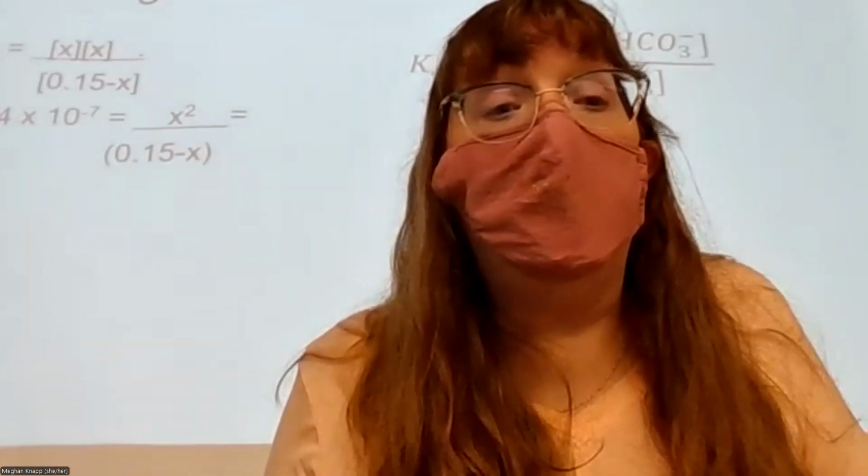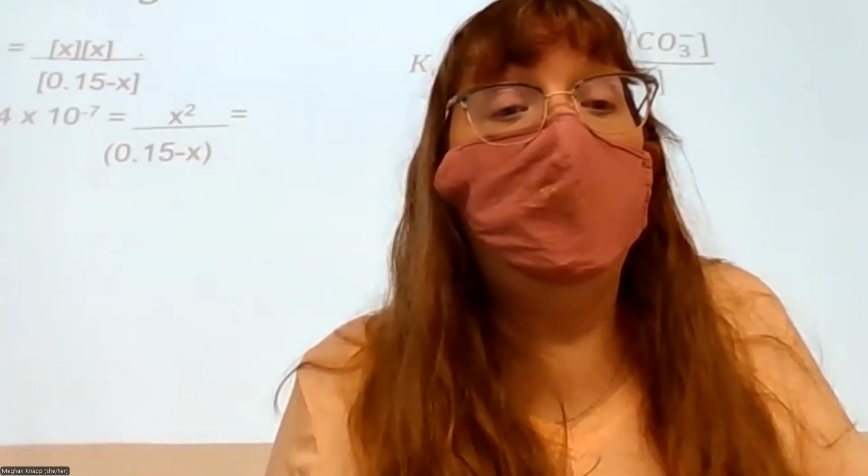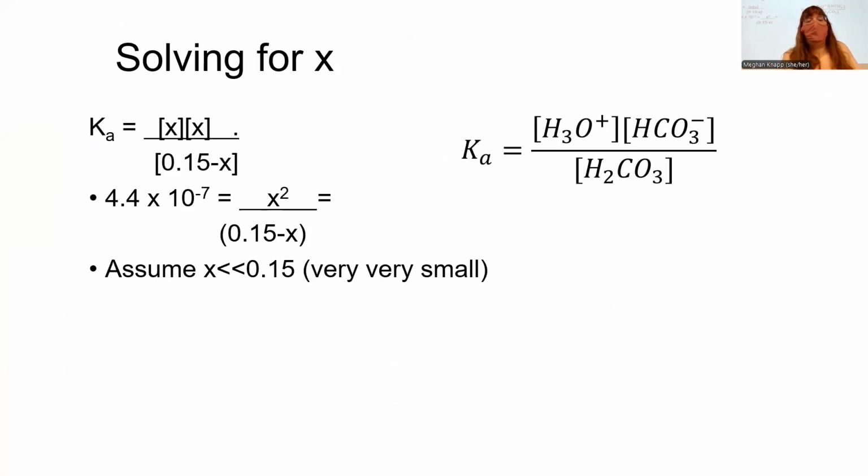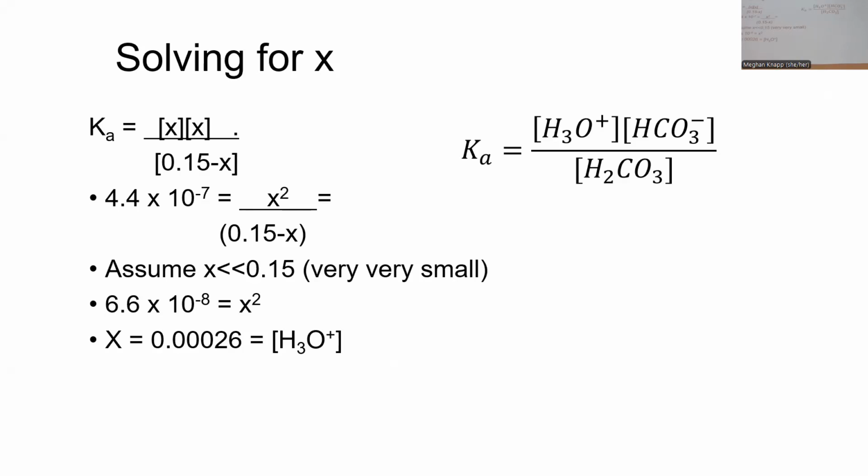All right, so what are we going to do next? We've got to multiply that number on the bottom, the 0.15, over there. I get 6.6 times 10 to the minus 8. All right, so now what do I need to do? I have to do the square root. Now we've solved for X.